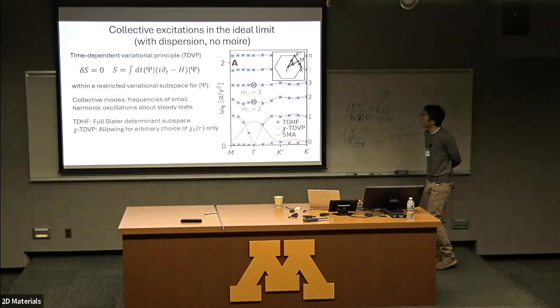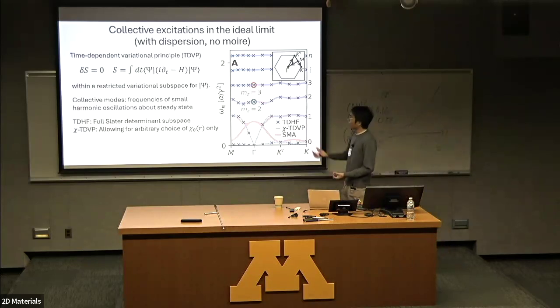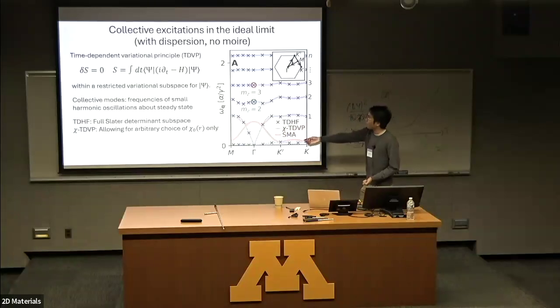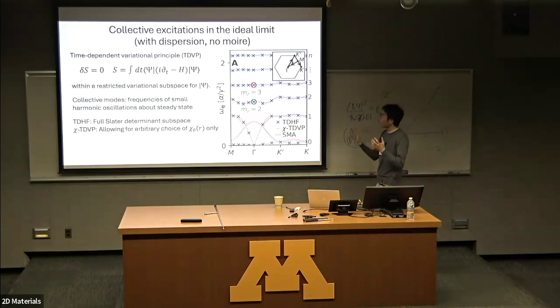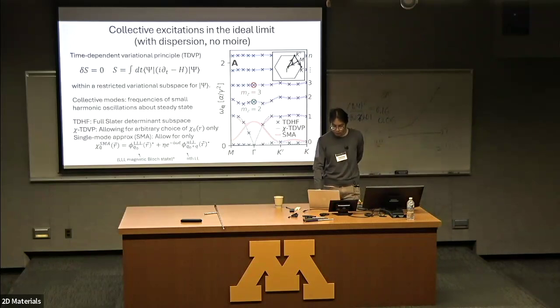We can also do something more clever, given that we know what the wave function should look like. We can do what we call chi TDVP, which is a time-dependent variational principle, but you only allow fluctuations of the Skyrmion texture, only of chi0. And that gives you this blue line that crosses through all of the blue crosses. So all of these excitations are pure excitations of the Skyrmion component of the wave function.